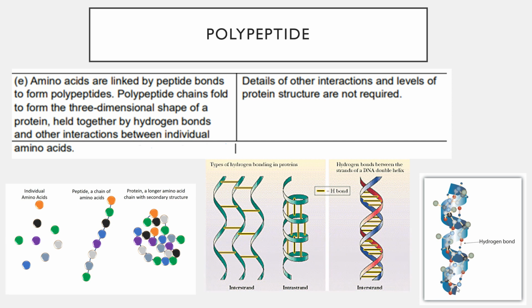So peptide bonds are between the individual amino acids, but what keeps the 3D shape in place, keeps these folds intact, for example, are hydrogen bonds. So there are other types of chemical bonds and interactions in this 3D shape of the protein, but the most important one to remember for the Higher is the hydrogen bonds.